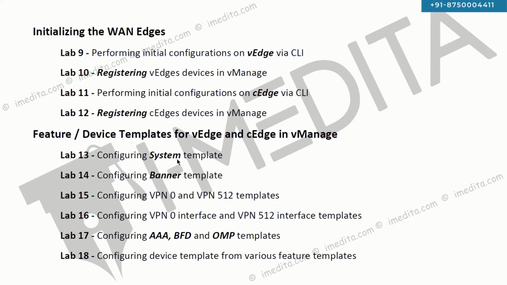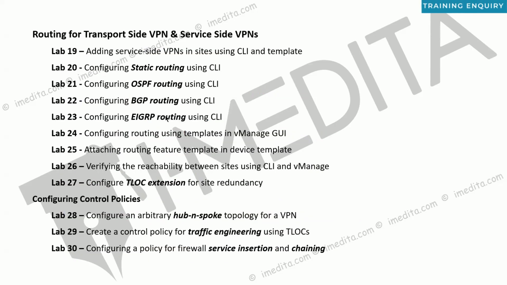And then we will focus on the main concepts of SD-WAN in terms of templates. What are these templates? How can we configure different types of templates? System template, banner template, VPN, and all these different types of templates. We will talk about that here. Then the routing: static routing, OSPF, BGP, EIGRP using CLI and the graphical user interface. We will talk about all these routings via CLI and GUI both. We will create different templates for OSPF routing, BGP routing, EIGRP routing, and then we will add those templates onto the devices. Once it is done, we will verify the reachability. By the end of these labs, we will have complete end-to-end reachability in our SD-WAN topology.